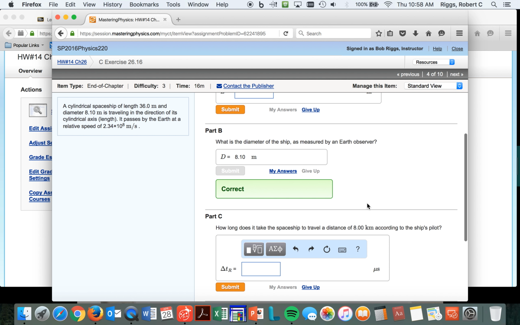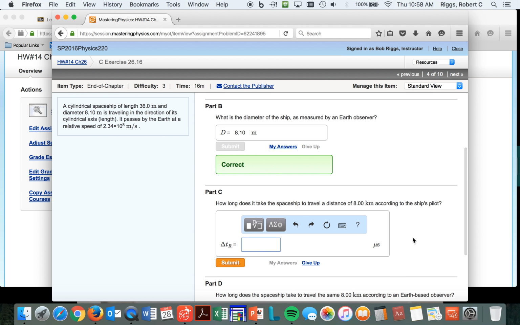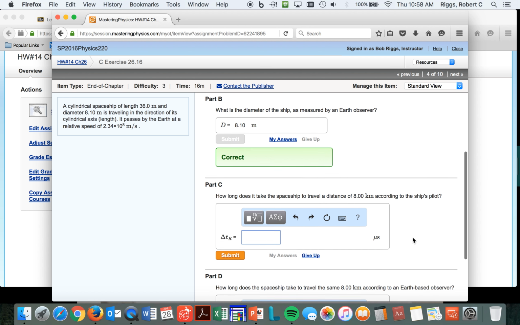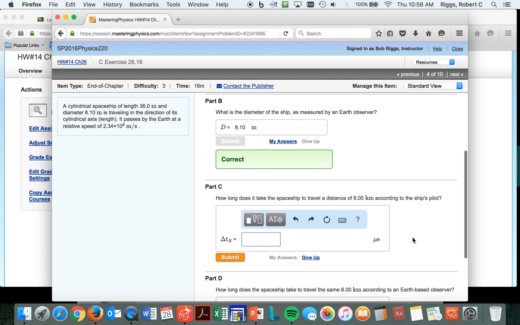No. How long does it take to travel a distance of 8 kilometers according to the ship's pilot? Okay, so now here's where it gets kind of tricky. Notice, this is difficulty 3. Most of these problems are. How long does it take? Now, we've talked about this. Oh, this is so much fun.